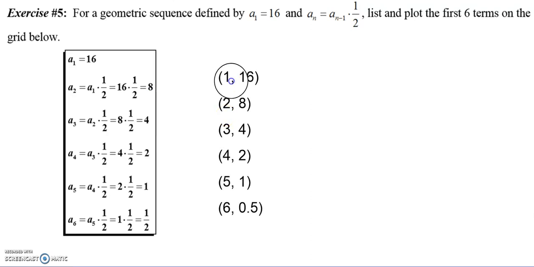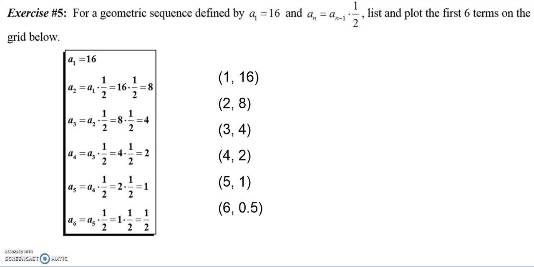Okay, so I put in 1, got 16. Now I'm not putting really the number 1 in. What I'm saying is this is the first term is 16. The second term is 8. The third term is 4. And now you can be able to graph those. So go ahead and plot those on the graph that's provided. So hit pause and do that now.